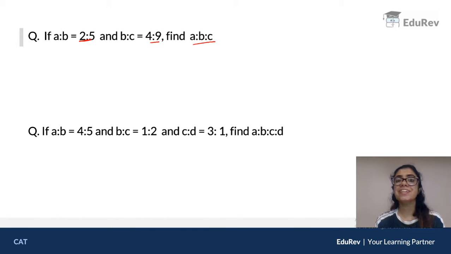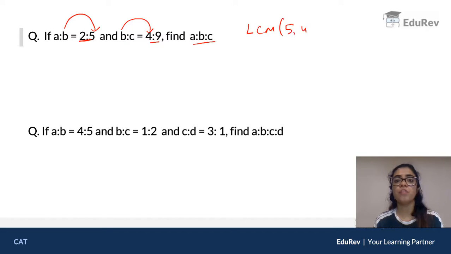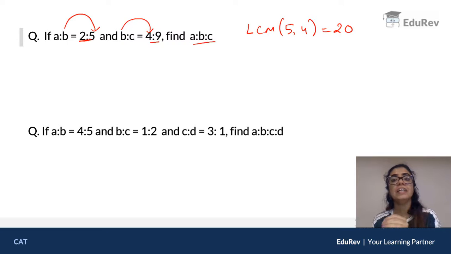Look, which is the common term? The common term is B. Okay? Here B represents 5 and here B represents 4. I'm not saying the value of B is 5 or the value of B is 4. No, it's not. But B is a number which is divisible by 5 also, 4 also. So your first step is to take the LCM of 5 and 4. The LCM of 5 and 4 is 20. So our task is to make the value of B as 20.